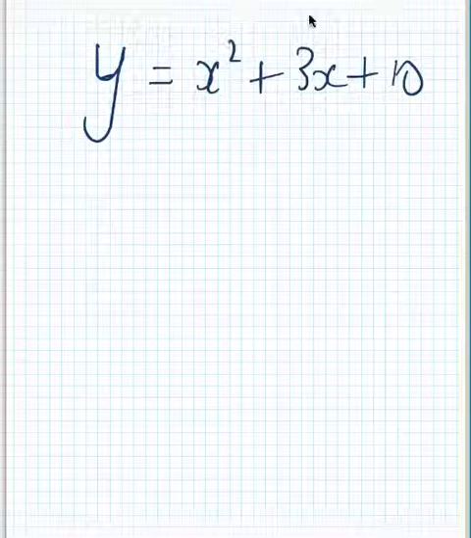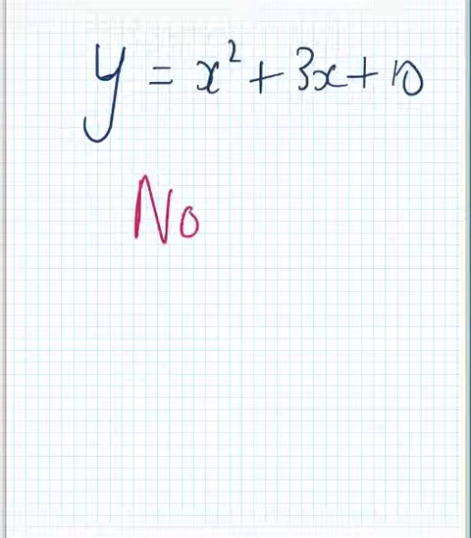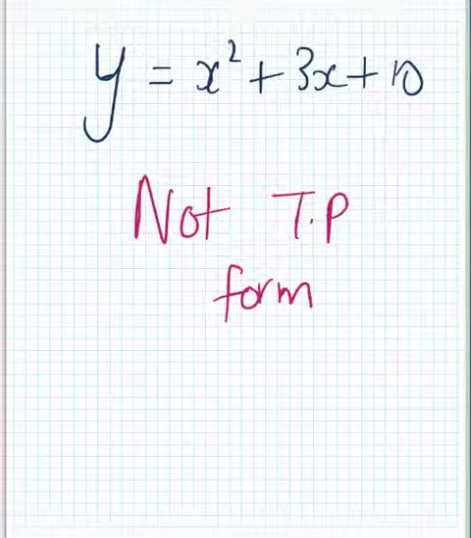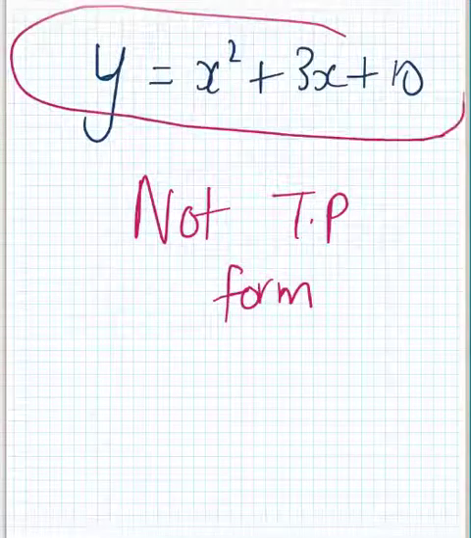With our next equation, what's the turning point for this? Can we actually see what the turning point is? Let's have a look. We've got a squared. That's our first check. Yes, so far it's looking good. Is there an x on its own? Unfortunately, there is. There's a 3x here. So this is not in turning point form, and unfortunately we cannot look at this and locate the turning point.